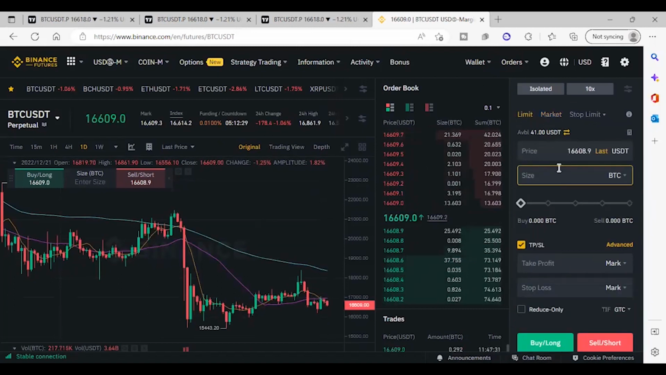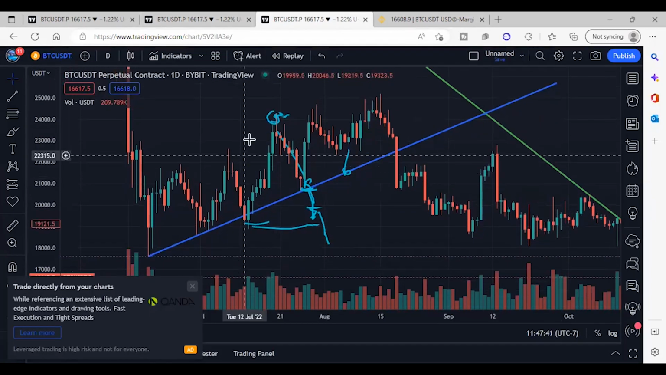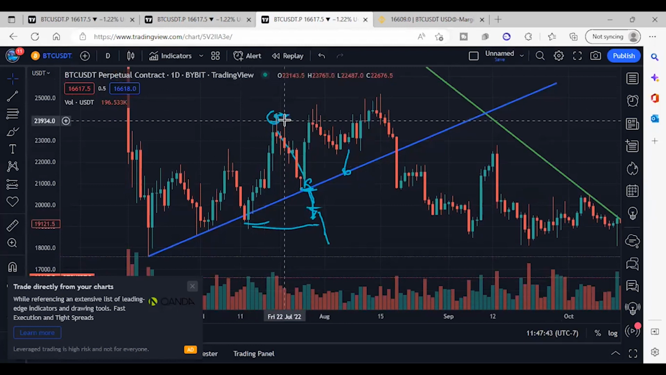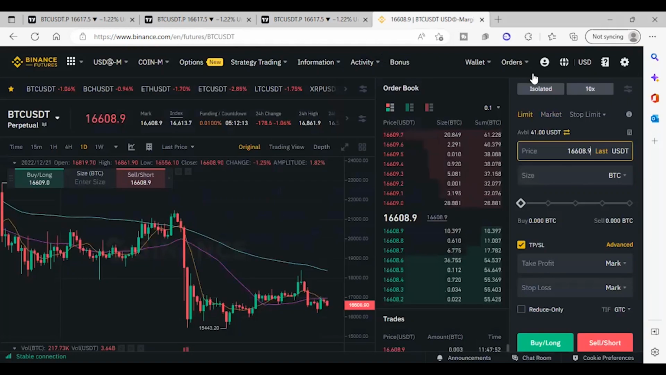Now, you use limit when you know the price that you'd like to enter from. Let's say you're looking at the chart here, and the price of Bitcoin is right here, and you're waiting for it to come to the trend line before you go ahead and buy long. But Bitcoin is not there yet, so you can go ahead and set that up in advance.